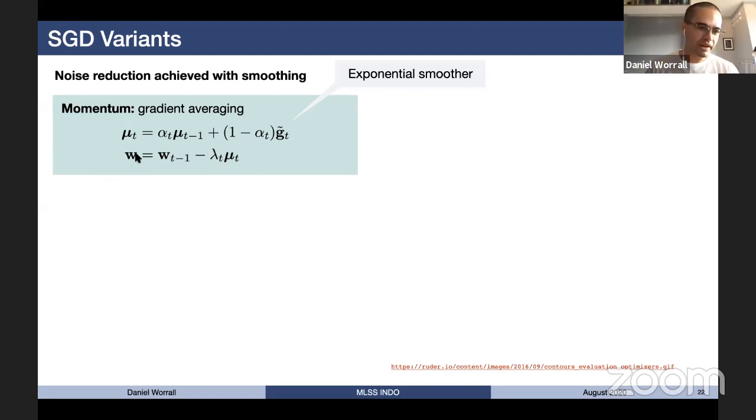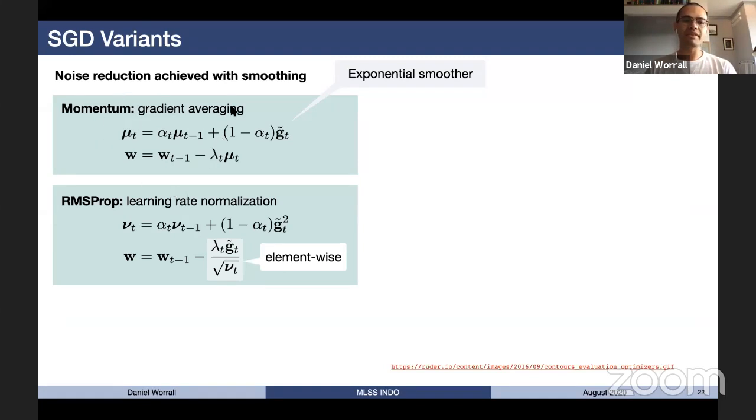Oh, sorry, this should be a T. This should be a T here. Sorry, this is a mistake. And this is called momentum. This is super common in all of the deep learning packages.